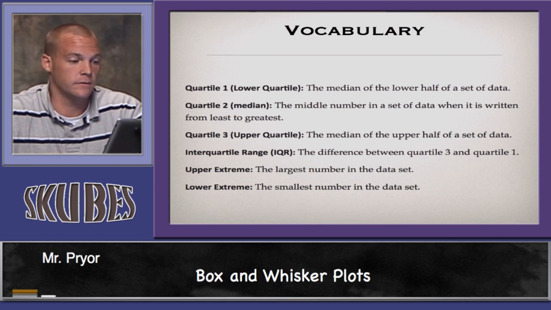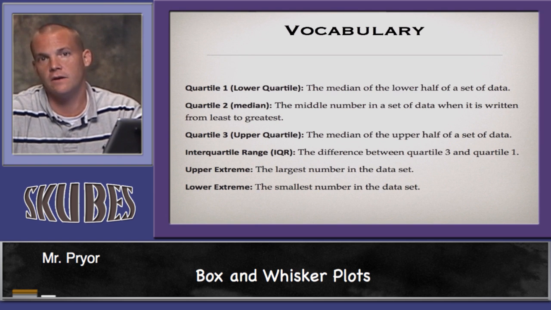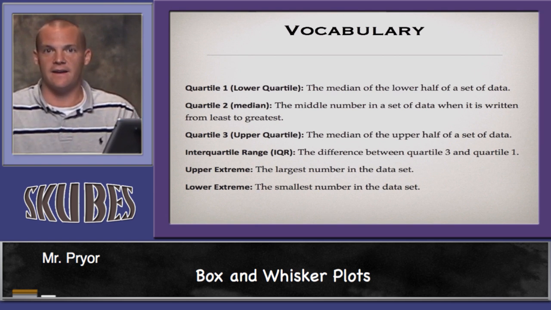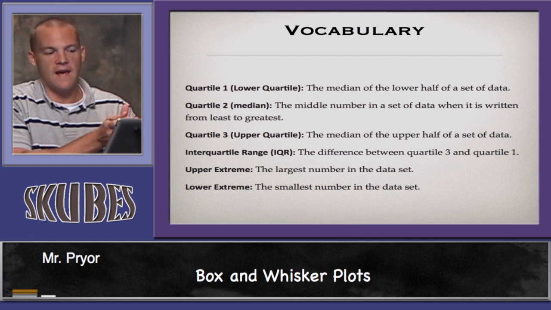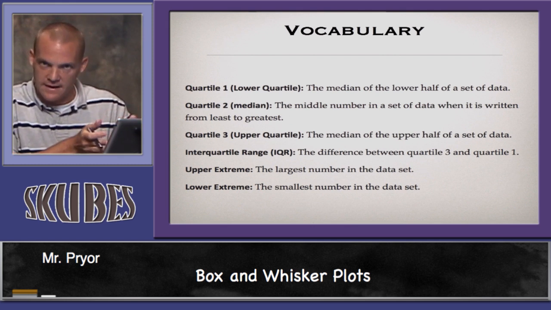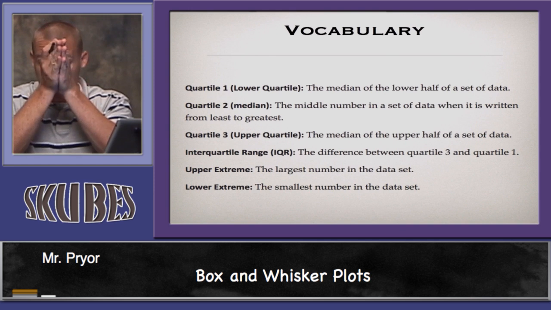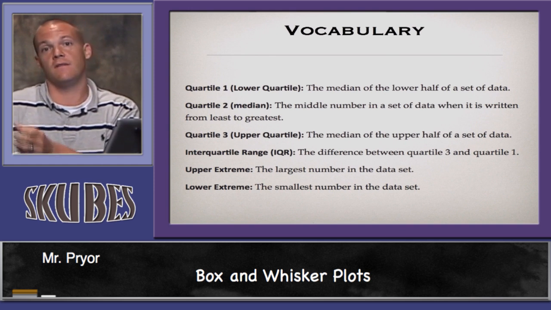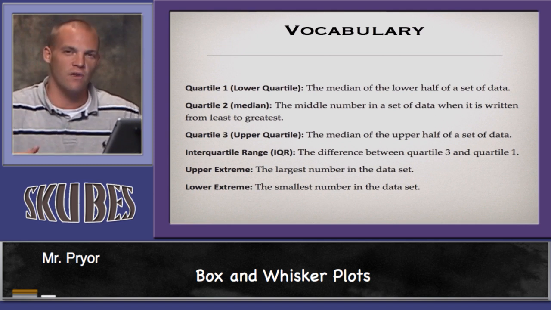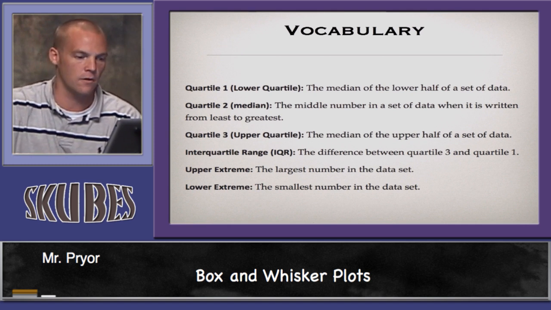It's vocabulary terms. Okay, we're going to be dealing with things called quartiles. And all quartiles are medians within the data, so halfway points within the data. Quartile 1 is going to be the halfway point of the lower half of the data. Quartile 2 is going to be the actual median of the data. And quartile 3 is going to be the median of the upper half of the data. And when we draw one out, I'll point all that out to you as we go.